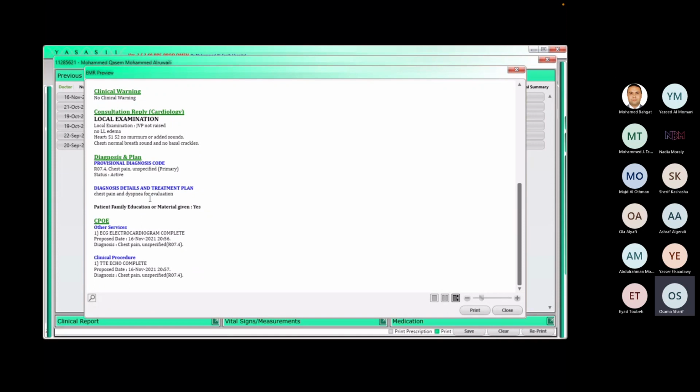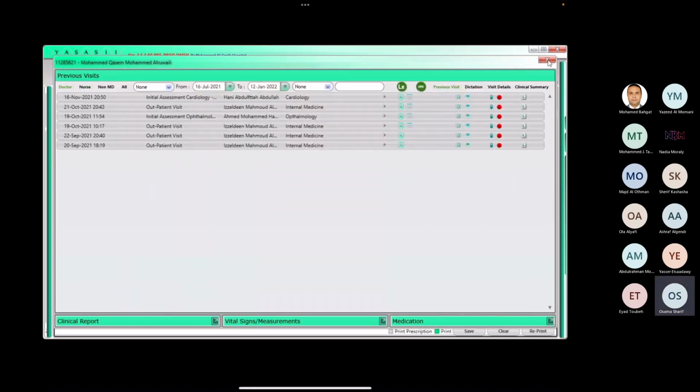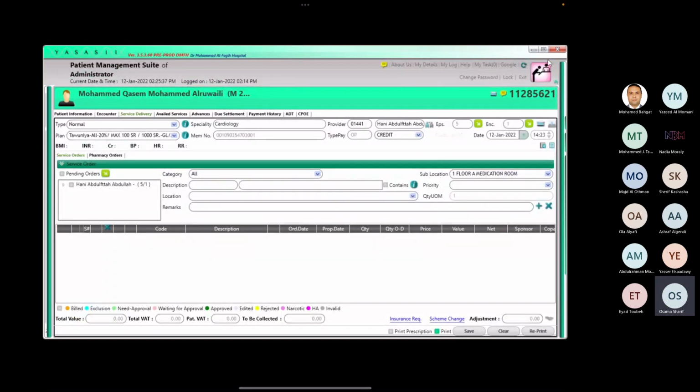And then he's given orders of two things. He's given orders for CPOE, meaning computerized physician order entry. I'm sure most of you already know that. But the order was for an ECG, and the proposed date was 16 November, and there was an echo proposed, date was 16 November also. These two orders. So this is the extra information that you can see on the screen.